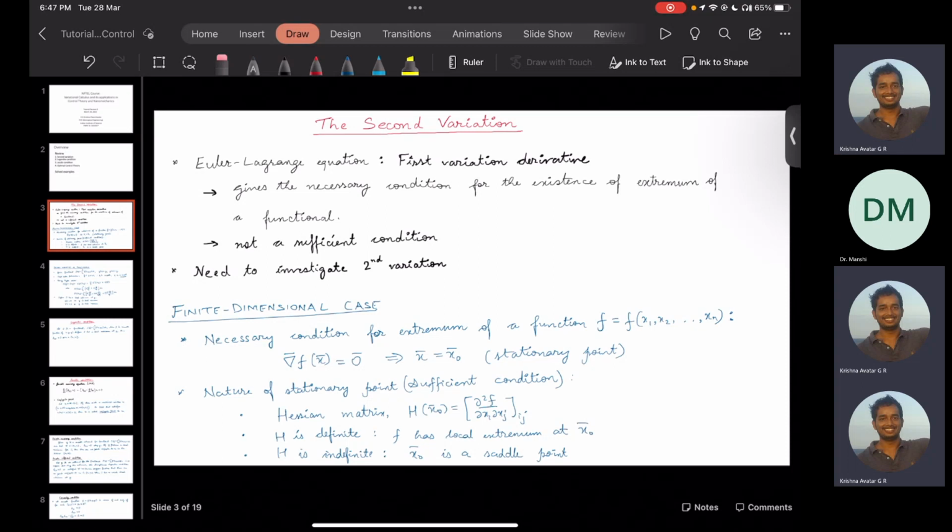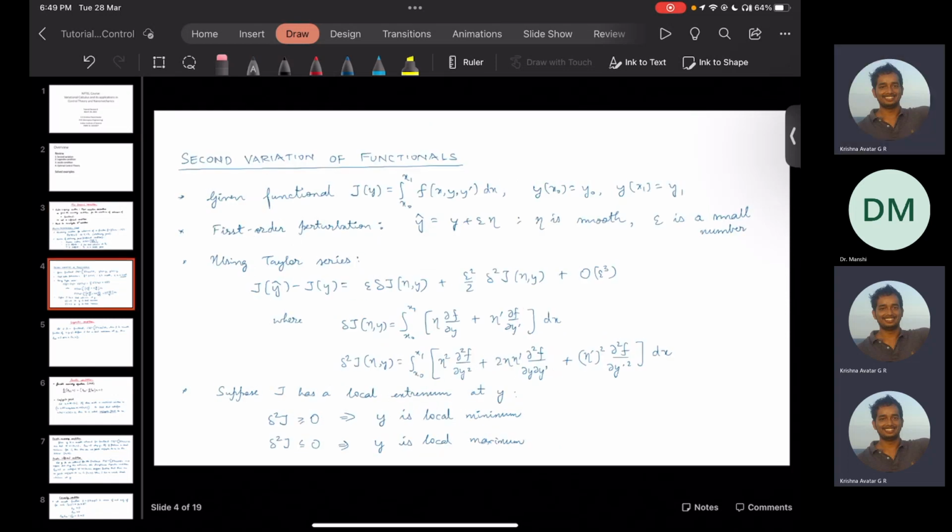Let me just briefly review the finite dimensional case. Here, the necessary condition to determine the extremum of a function f equal to f of x1, x2 till xn is that grad of f is equal to 0. And this gives us our stationary point, x vector equal to x naught vector. To determine the nature of the stationary point, we require what we call the sufficient condition, for which we require a Hessian matrix, defined as the second derivative of f with respect to xi and xj. If H is definite, this means that f has a local extremum at x naught vector, and if H is indefinite, x naught vector is a saddle point.